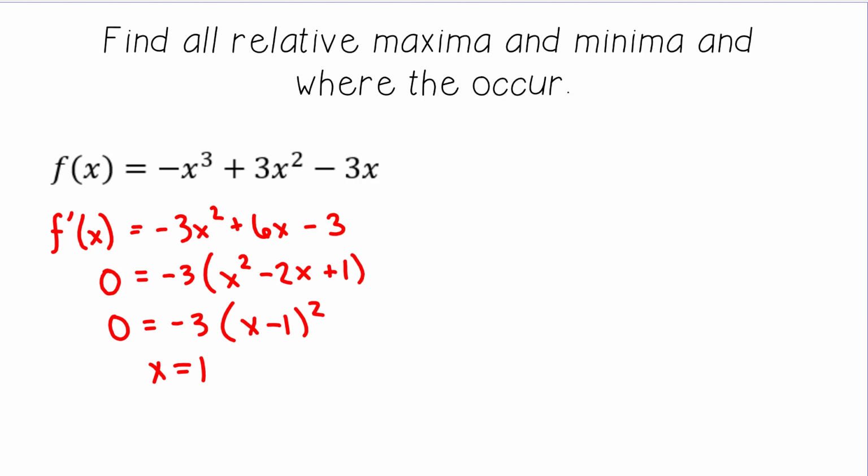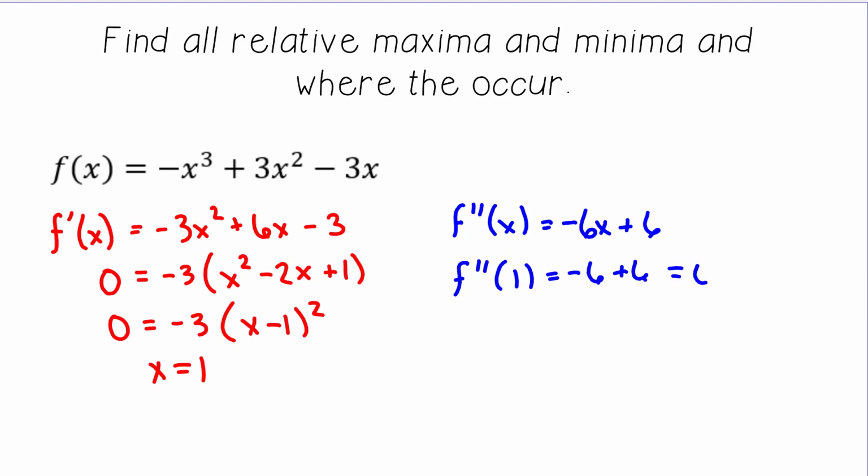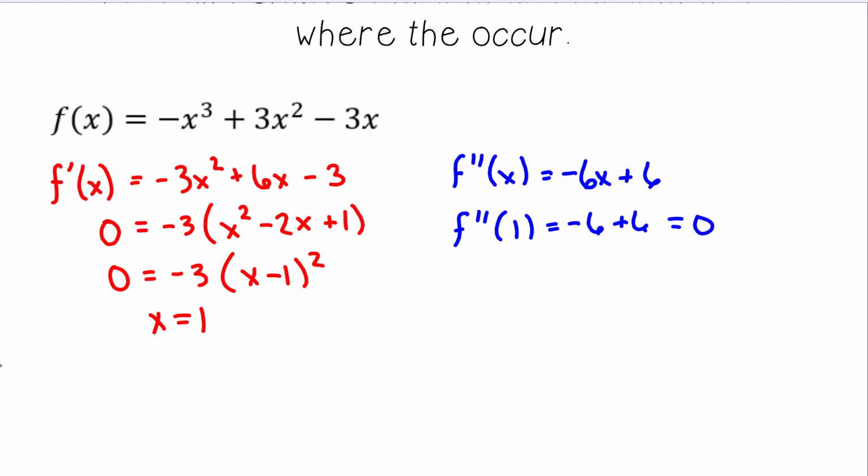Now I'm going to use the second derivative. So my second derivative is negative 6x plus 6, and I'm going to plug in 1. You end up with negative 6 plus 6, which is 0. So we cannot use the second derivative test because we did not get a positive number or a negative number. So the second derivative test doesn't apply. So we have to go back to the first derivative test.